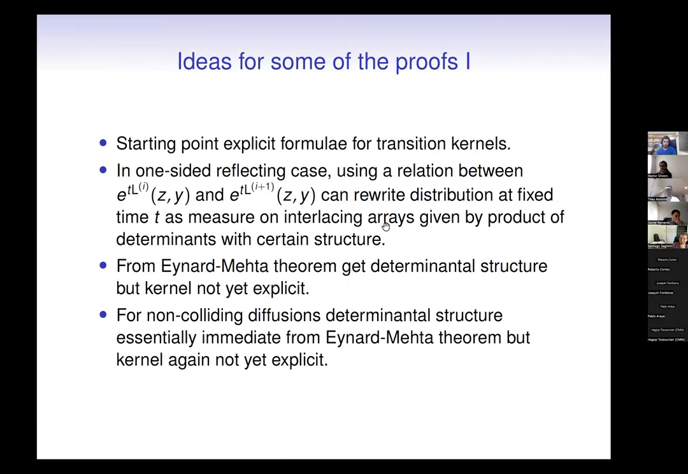So if you do that, then it's possible to rewrite this distribution at a fixed time as a measure on interlacing arrays given by a product of determinants with some structure. And then from this result, by the Eynard-Mehta theorem, you get a determinantal point process structure. But the kernel is not explicit yet, it's given implicitly, so you have to do something. And then for the non-colliding diffusion model, you get determinantal structure essentially immediately from this theorem, because the transition kernel has a very nice form. But again, the kernel is not yet explicit, so you have to do something to get it explicitly.